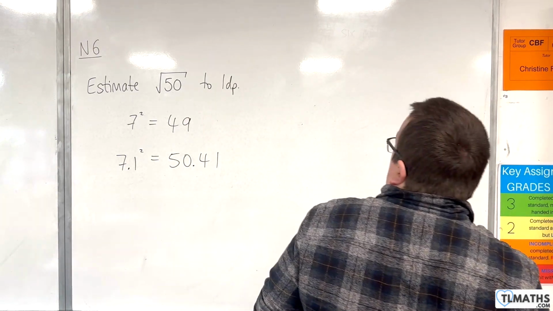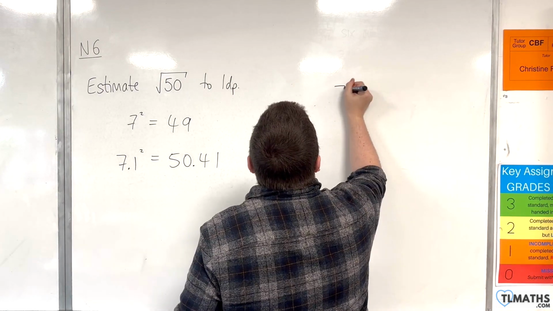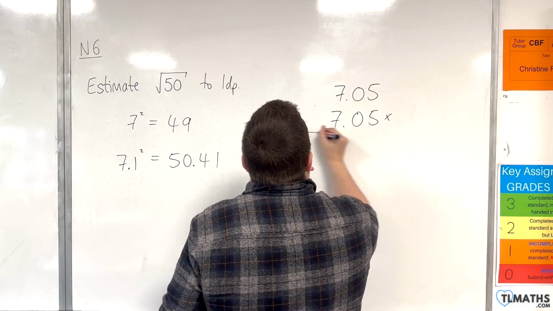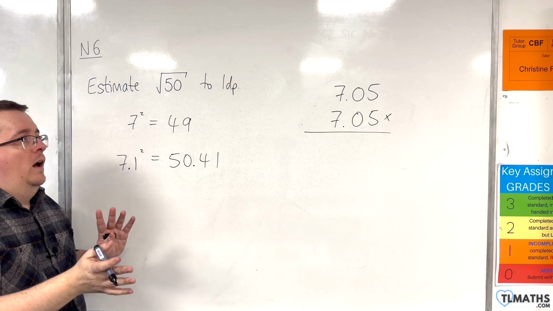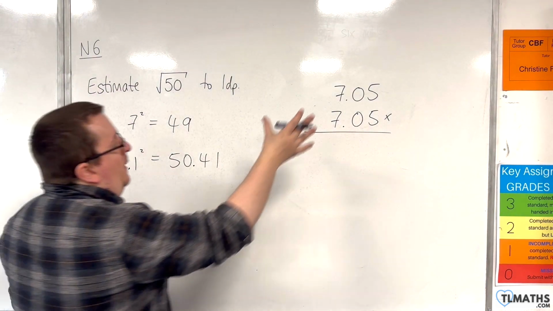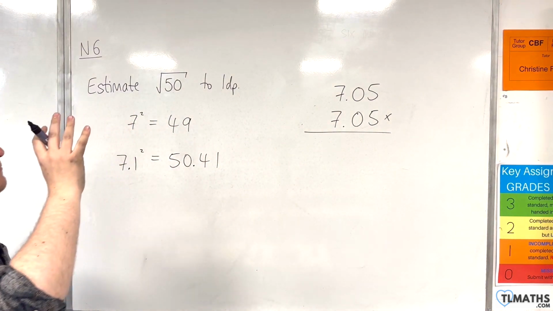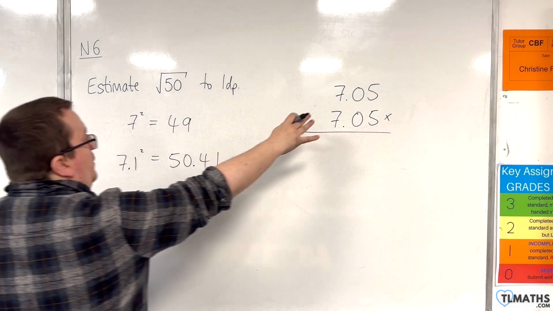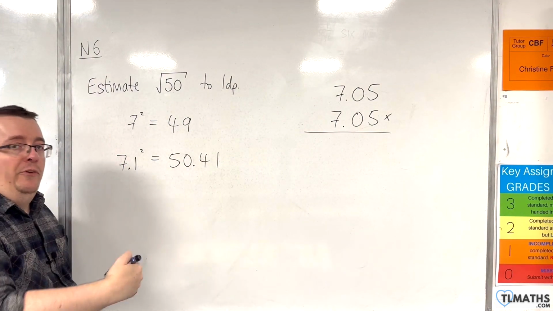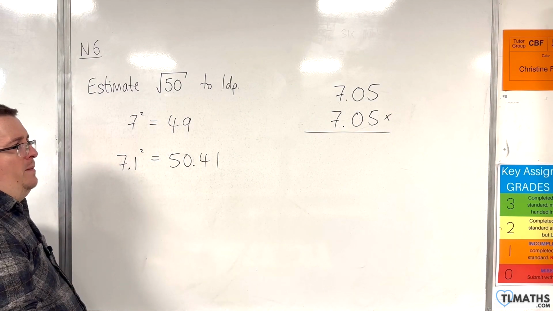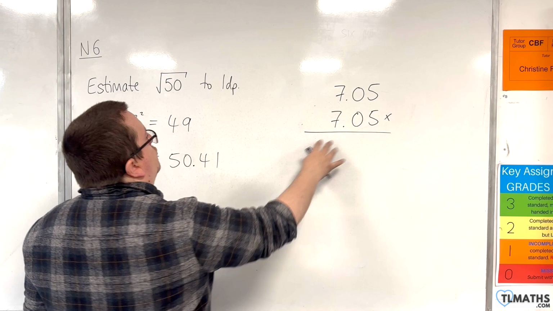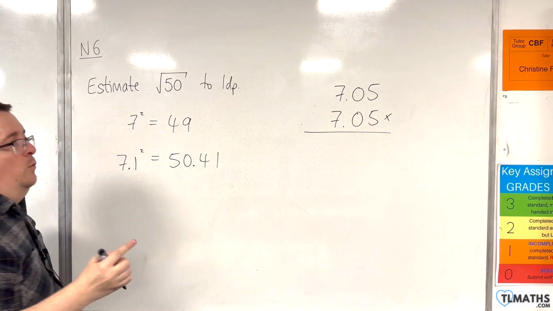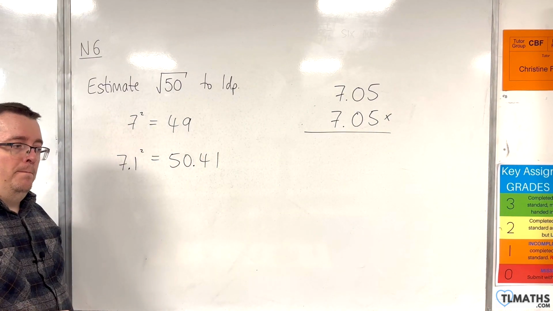So I need to look halfway. I need to look at 7.05 squared. This will tell me which side it's on. So if this value here is less than 50, then I know that my answer is between 7.05 and 7.1, which rounds up to 7.1. So 7.1 would be my answer. If this is greater than 50, then I know my answer is between 7 and 7.05, which would round down to 7, or 7.0.